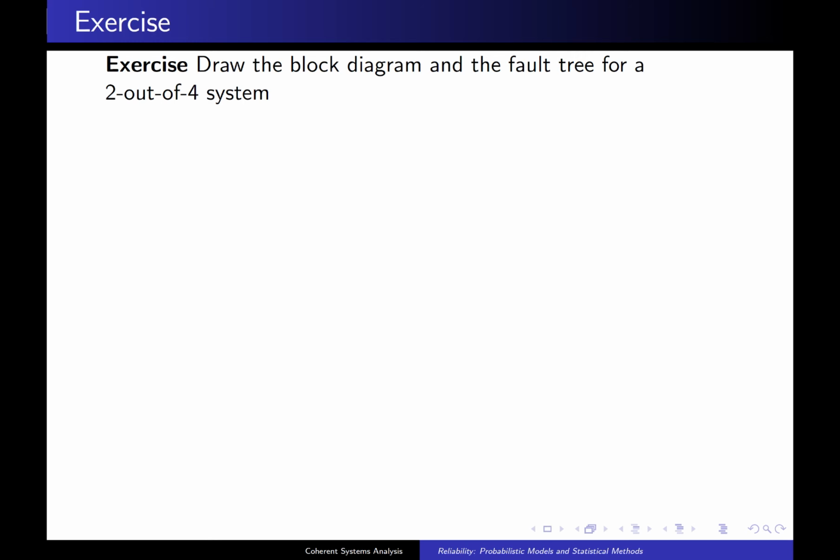Now, as an exercise here, it says draw the block diagram and the fault tree for a 2 out of 4 system. Well, this is a special case of a k out of n system, and so what that means is we need to use repeated components to draw the block diagram. So starting on the far left here, a 2 out of 4 system will function if components 1 and 2 function. That's one way. Another way is if components 1 and 3 function. Another way is components 1 and 4 function.